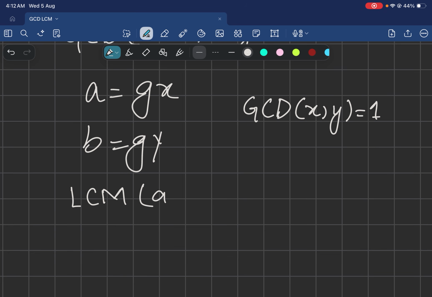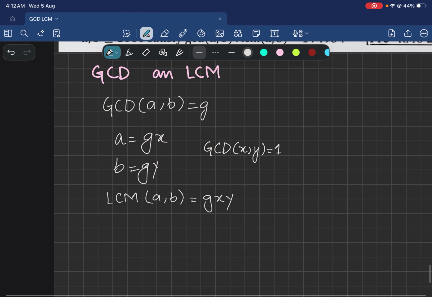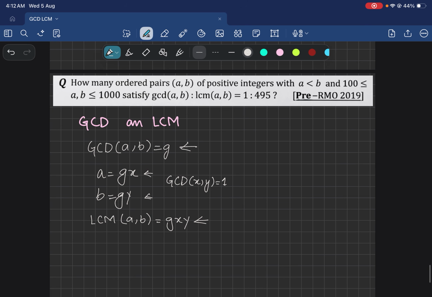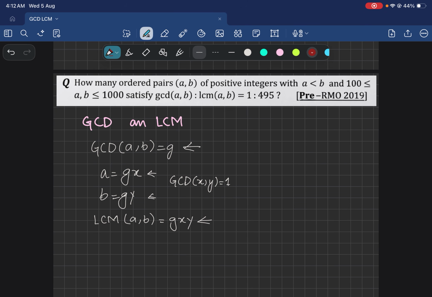And then LCM of AB would equal GXY, right? So we have got GCD here, we have got A here, we have got B here, we have got LCM here, right? So now let's look at what the question says.